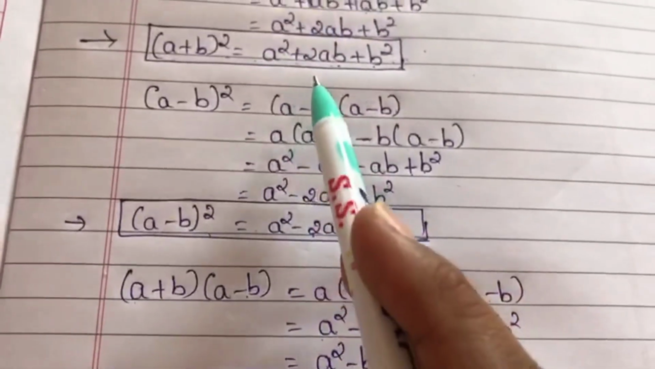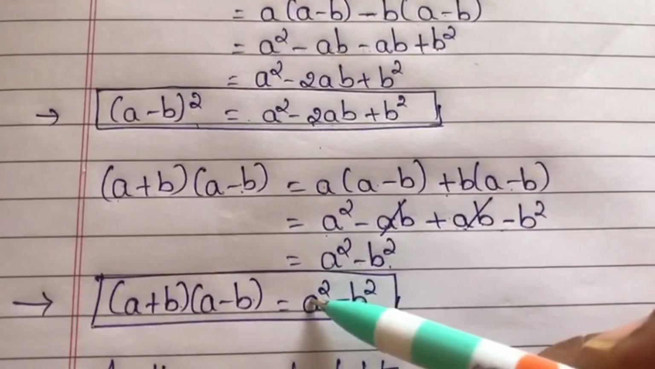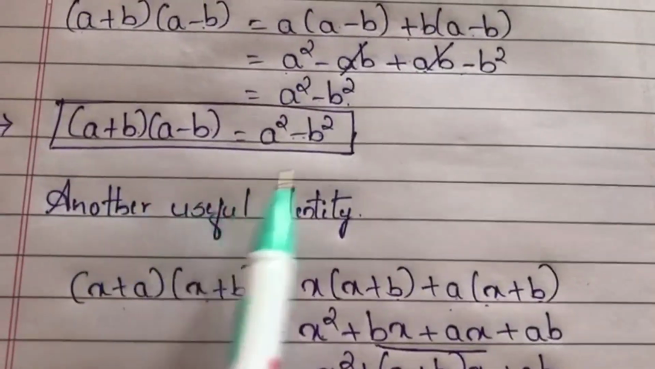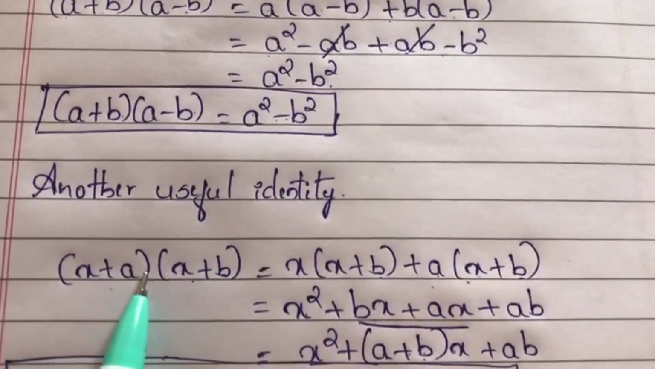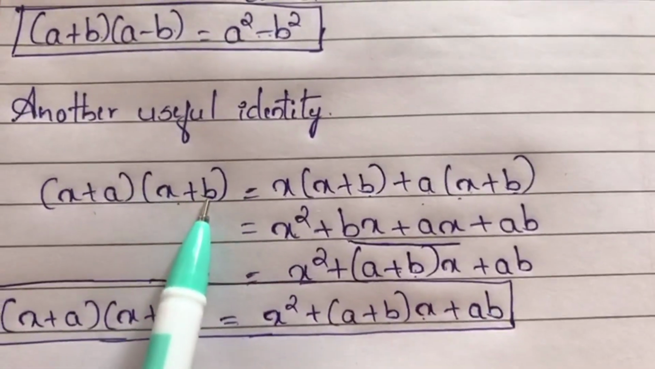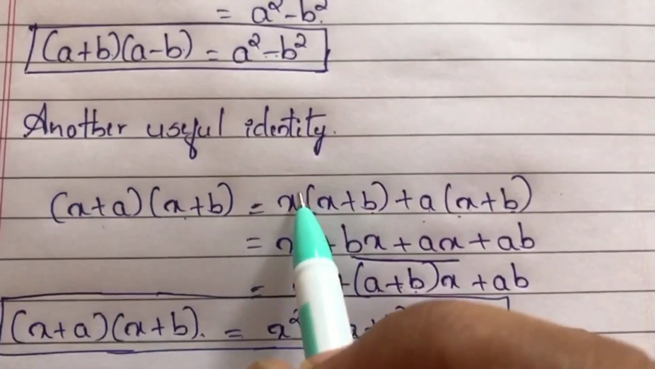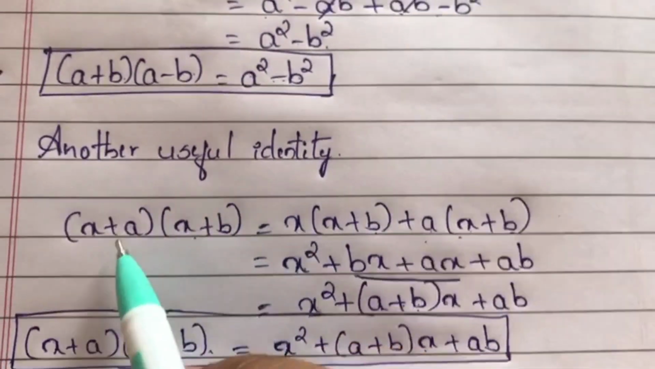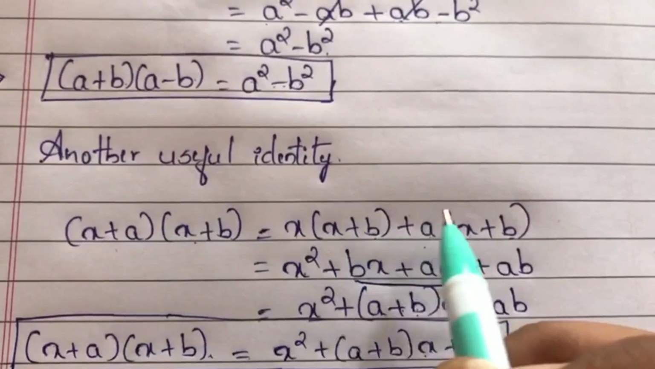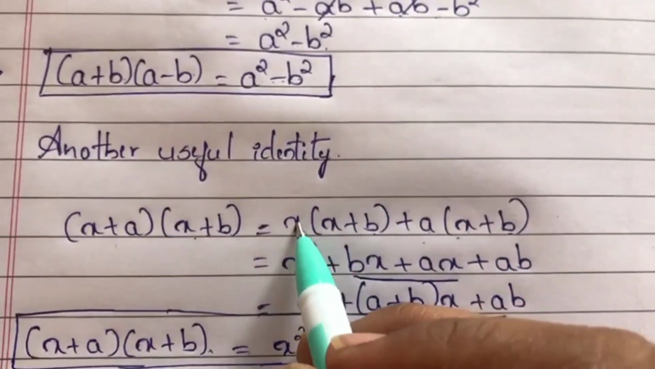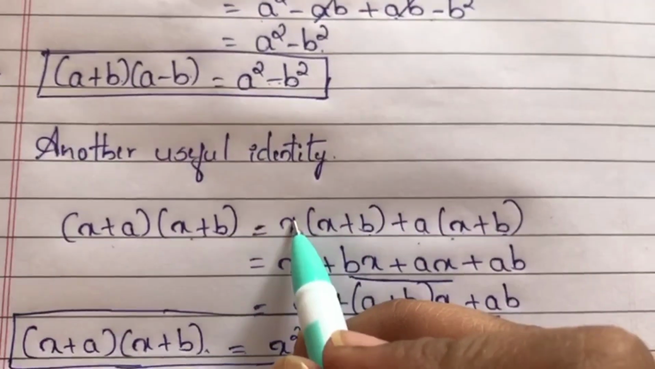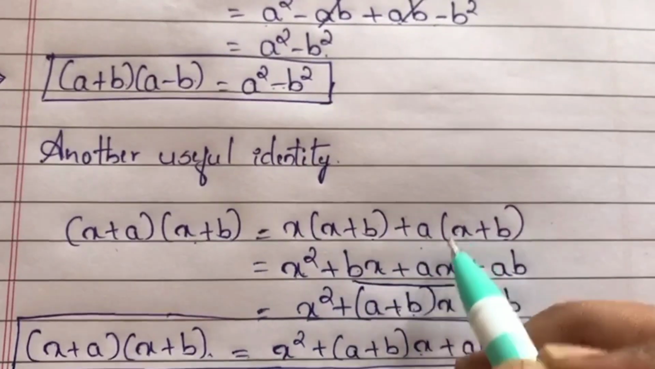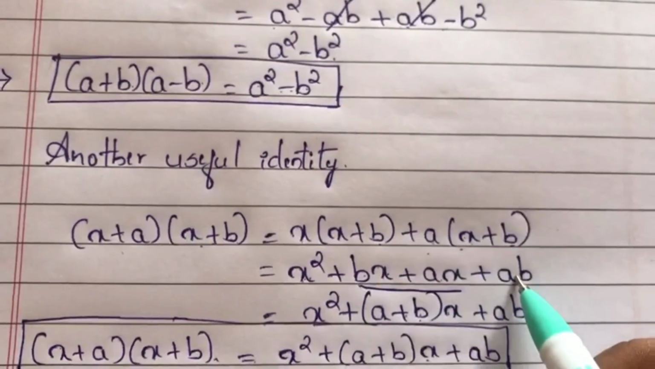These three are the important identities. Next, another useful identity is (x plus a) into (x plus b). Here x into (x plus b) and plus a into (x plus b). If we multiply them, x into x will be x square, plus x into b, that is bx, plus ax, plus a into b, ab.